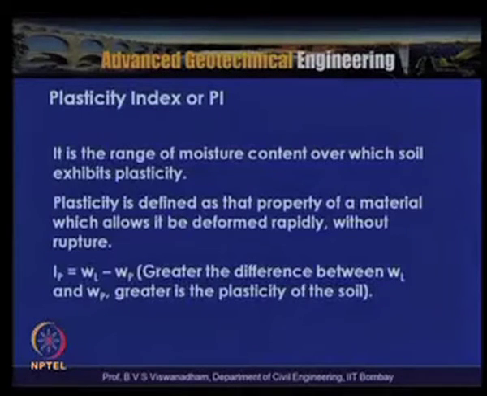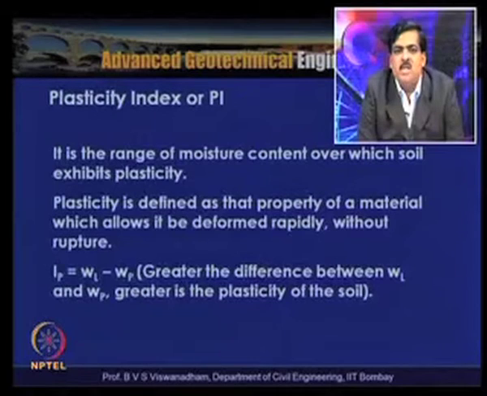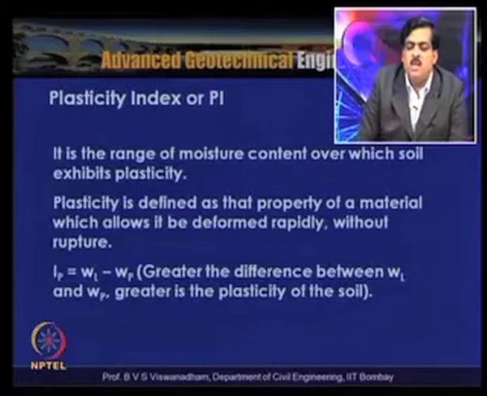Here the plasticity index is defined as nothing but the difference of the liquid limit minus the plastic limit. It is the range of moisture content, or water content, of a soil over which it exhibits plasticity. Plasticity is defined as the property of a material which allows it to deform rapidly without rupture. So, the greater the difference between the liquid limit and plastic limit, the more is the plasticity of the soil.